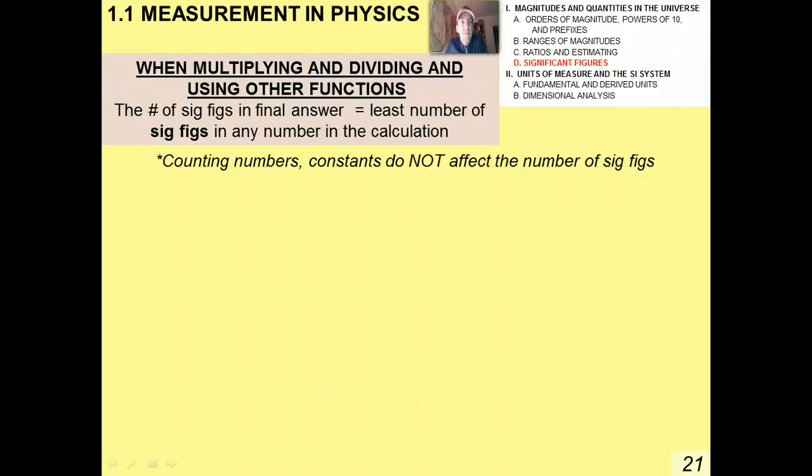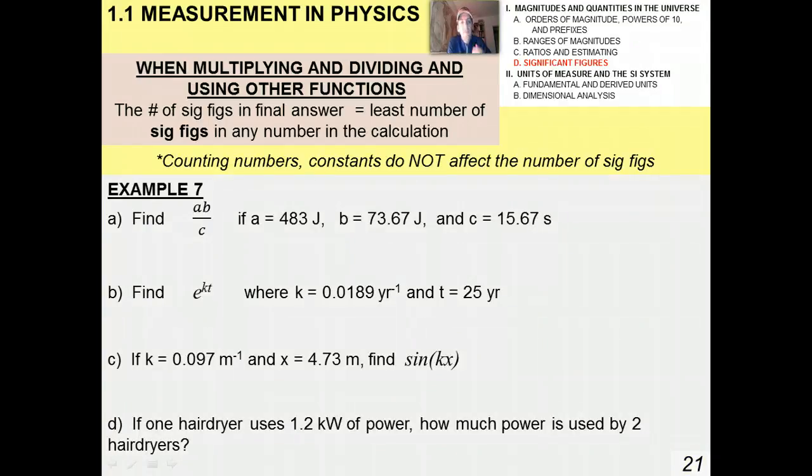Okay, so when multiplying and dividing, it's actually equally as easy. The number of significant figures in your final answer equals the least number of sig figs in any number in the calculation. All right, so now we're not interested in decimal places. We're actually interested in the number of significant figures, all right? And I should reiterate, the counting numbers and constants don't affect the number of sig figs. Constants like pi, whatever else, you don't factor those in. And I'll give you a couple of examples of those, okay?